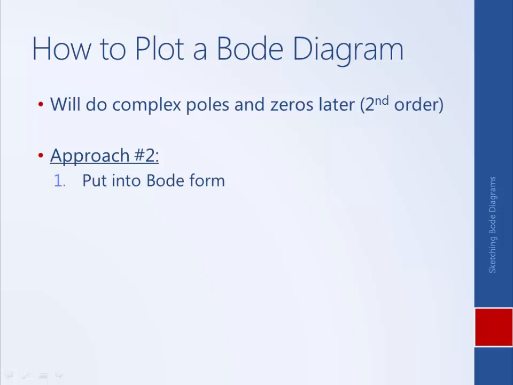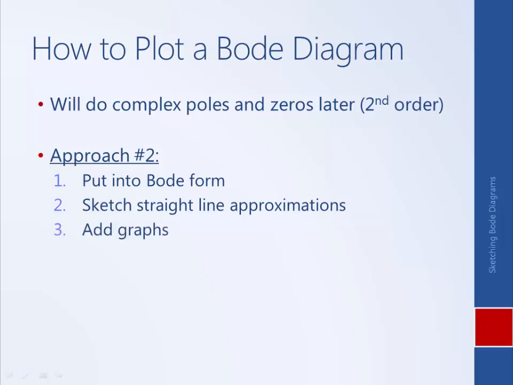And so this approach is, first, we put the system into Bode form. That is, put it into a form Ts plus 1. We then sketch the straight line approximations of the individual components, the gains, the differentiators, the poles. Step 3, we then add the graphs, both for the magnitude plots and the phase plots based on those mathematical properties we introduced previously. This will then result in a straight line approximation of the Bode diagram of a given transfer function, and we can stop there.